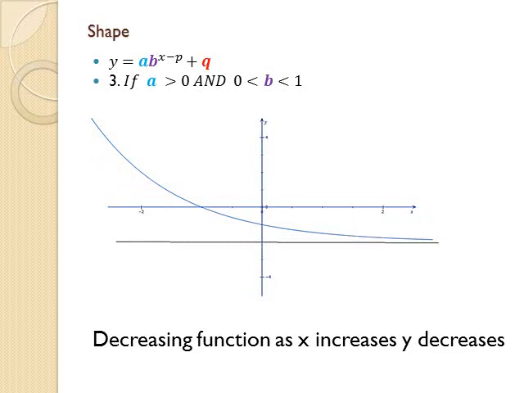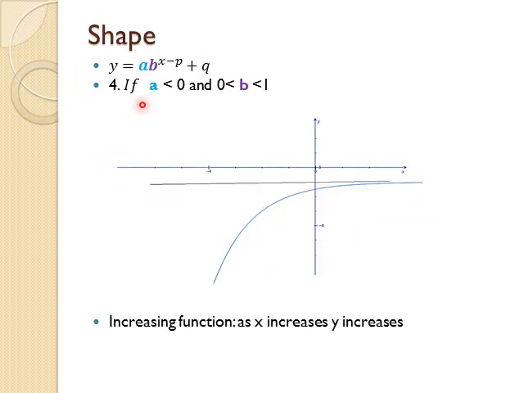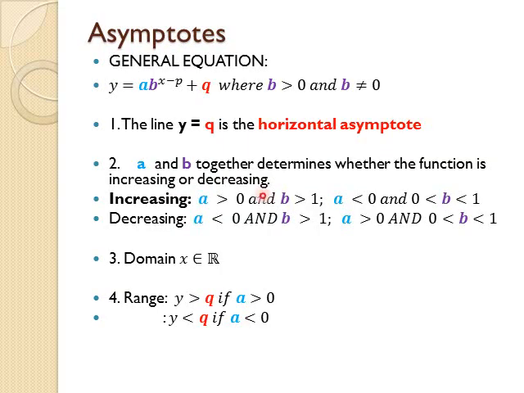And then the last shape, the fourth one: if my a is less than 0, but b is a fraction, then my graph shapes from the third into the fourth quadrant, and this is an increasing function, because as I increase x across, you see there my y values also increase. So those are your basic shapes for your exponential graph.